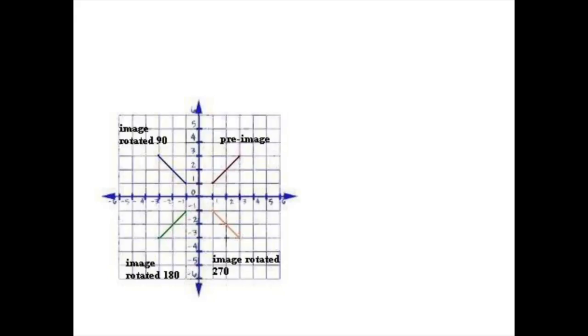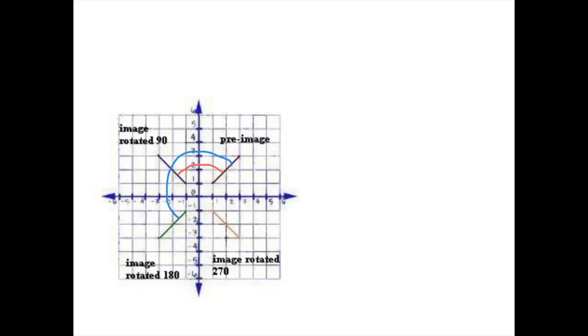So it takes the pre-image and rotates it 90 degrees counterclockwise and ends up on the opposite side of the y-axis. Next, it takes the same pre-image and rotates it counterclockwise 180 degrees. So this time, remember 180 degrees is half of a full circle. So it goes halfway around the origin, and it ends up on the complete other side of the coordinate plane.